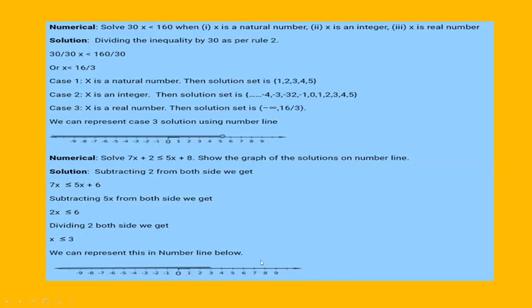Here is the number line. You can see that x is less than or equal to 3, which means 3 must be considered, and all the numbers to the left of 3 are also considered.